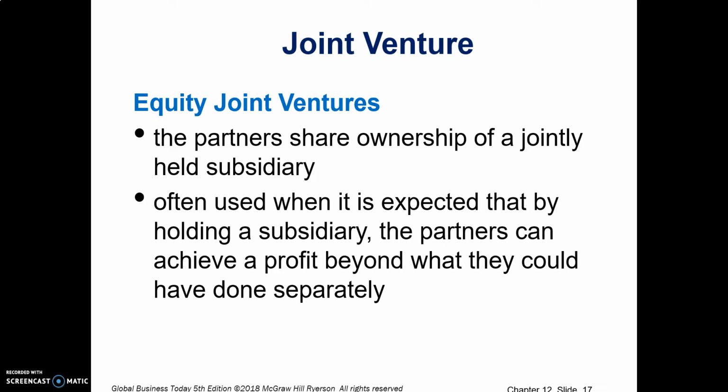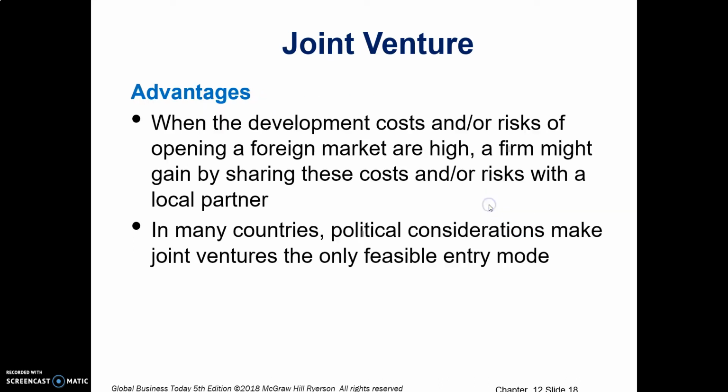So two different types of joint ventures, but for what we're interested in, we're just looking at advantages and disadvantages of the different modes of entry. So the advantages for a joint venture, basically significant because you are sharing costs and risks with a local partner. And in some countries, that joint venture is the only feasible entry mode. I know in the United Arab Emirates you had to have a local business partnership if you wanted to establish a business in that country.